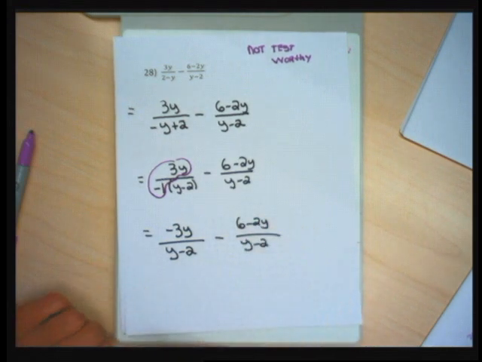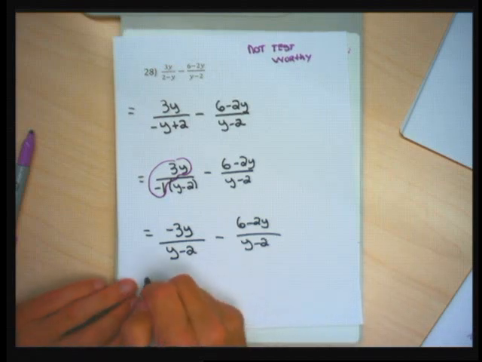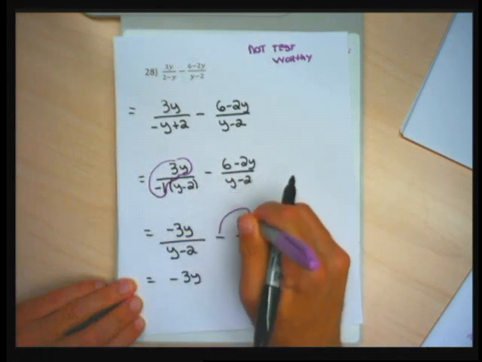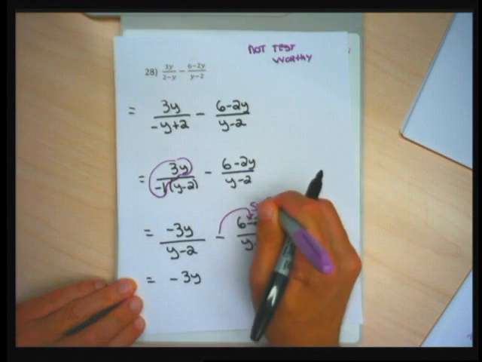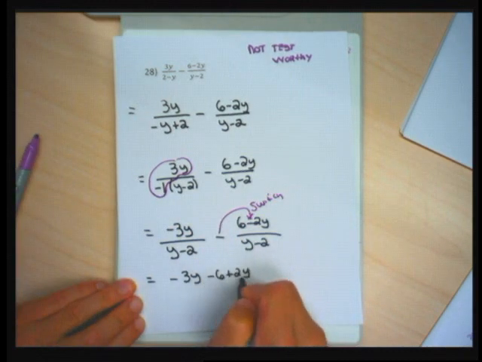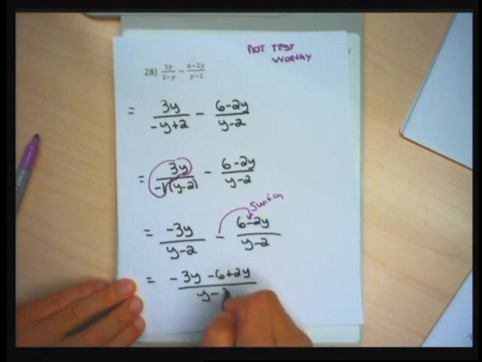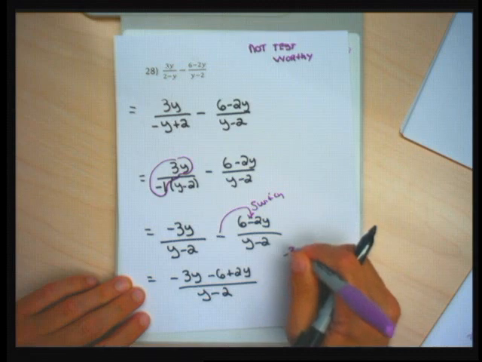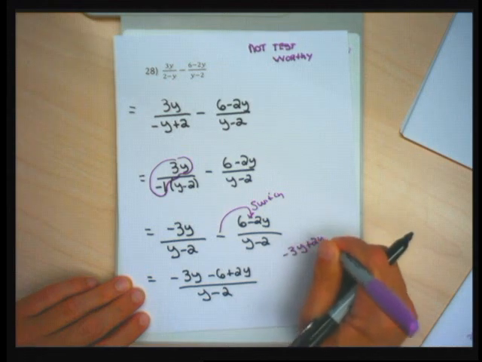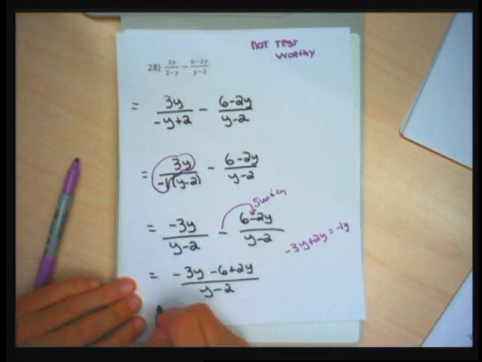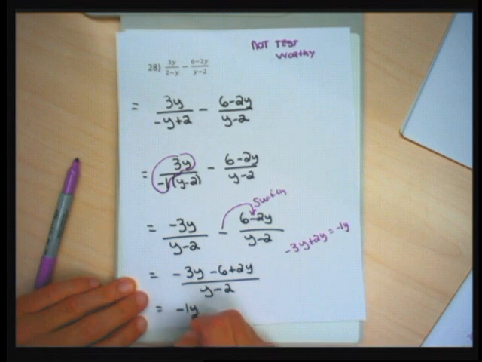Now I have the two fractions written with the same denominator. I can make the two fractions into one. The minus is going to attach to the 6, and it's going to switch the sign on the 2y to positive. So now I'm going to simplify the numerator by combining the -3y and positive 2y. That's going to give me a -1y. So when I combine the numerators, I get -1y minus 6 over y minus 2.